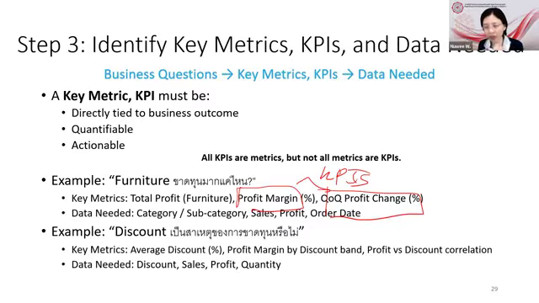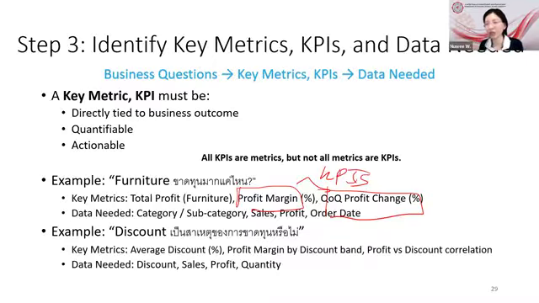So once we get metrics and KPIs, we know which data we need. We need category data, so we know this is furniture and this is not furniture. We may need the subcategory of the furniture, like tables, chairs. We need sales. We need to calculate total profit, so we need profit. We need to calculate quarterly profit change, so we need a date, the order date. These are the data that we need.